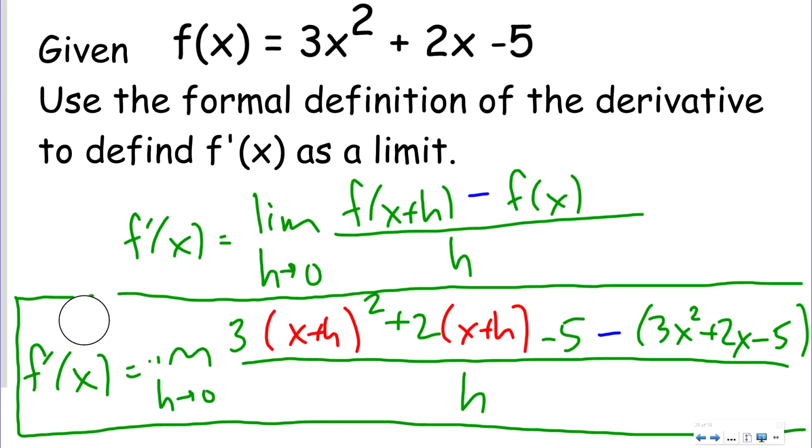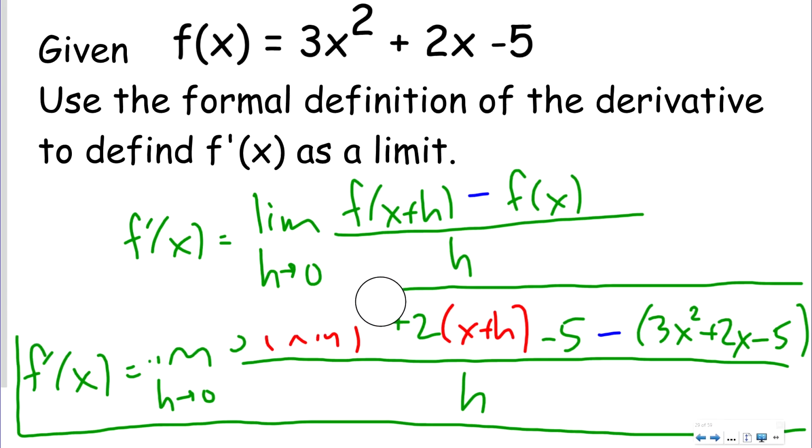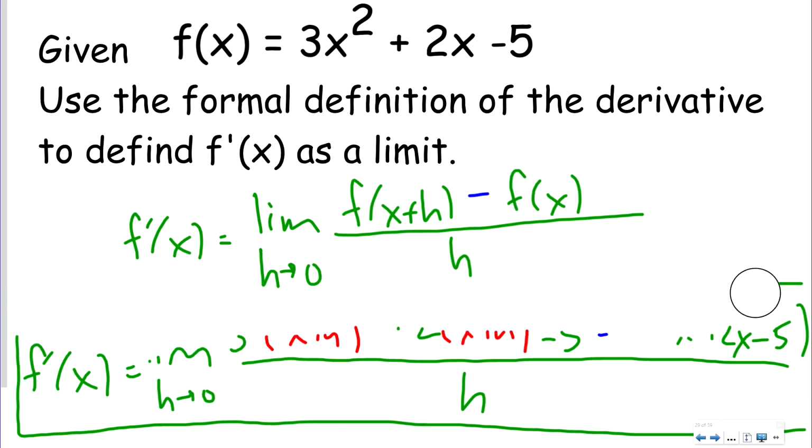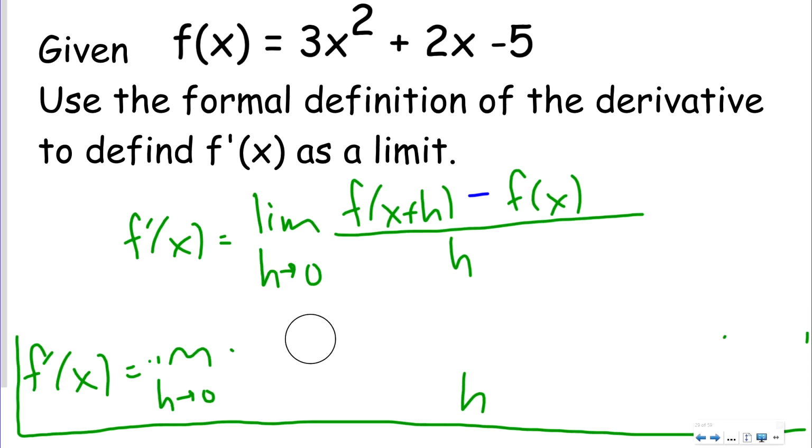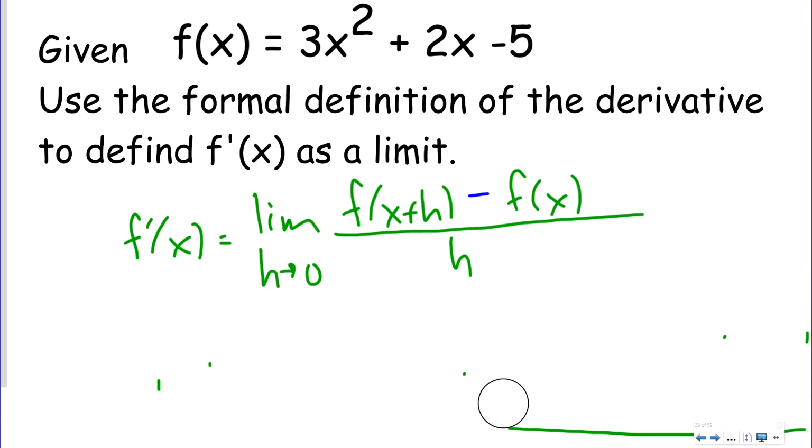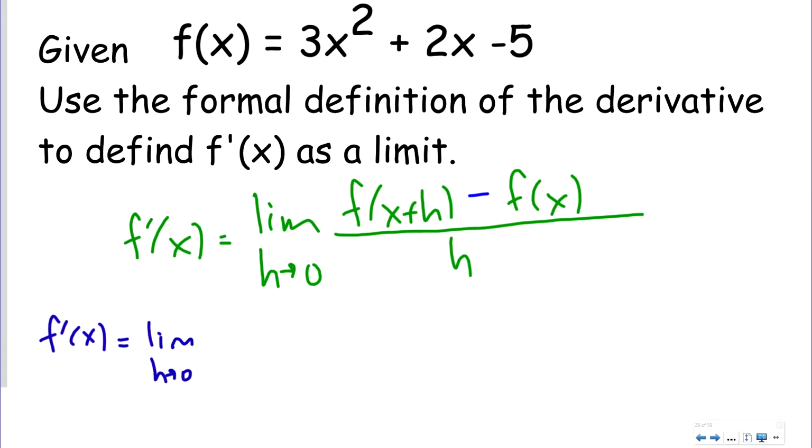Let's do this one. What if I wanted to find the derivative of 3x squared plus 2x minus 5? How do I do that? Okay, so I'm going to use the formal definition of a derivative. I'm really just going to copy the formula.